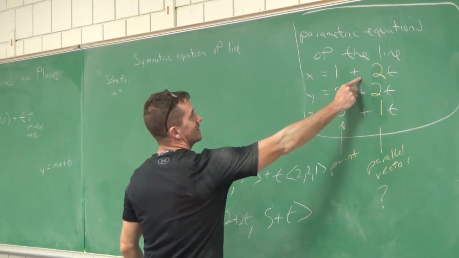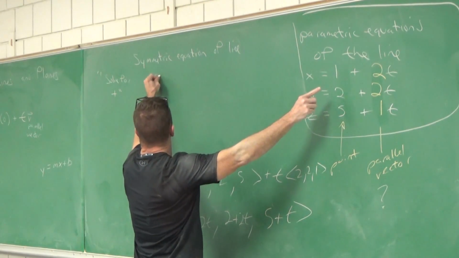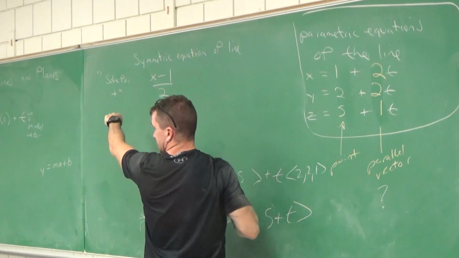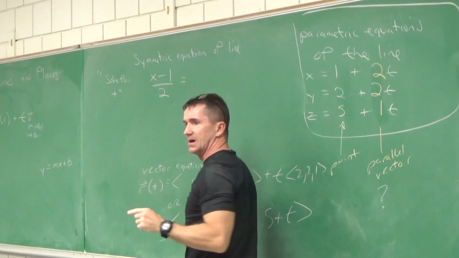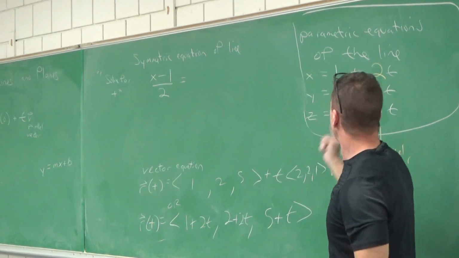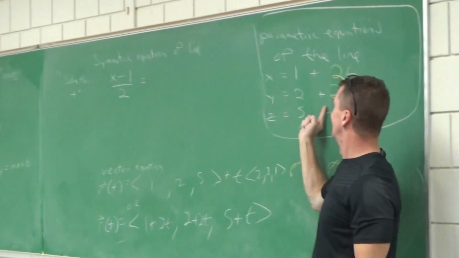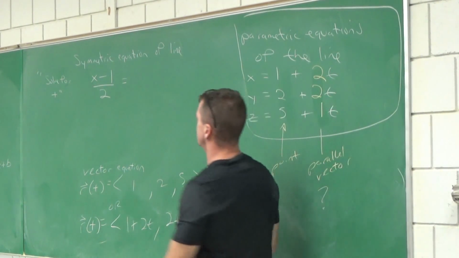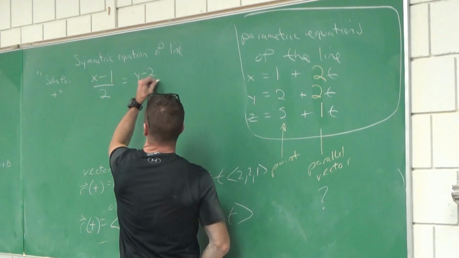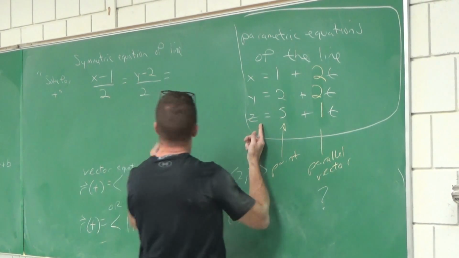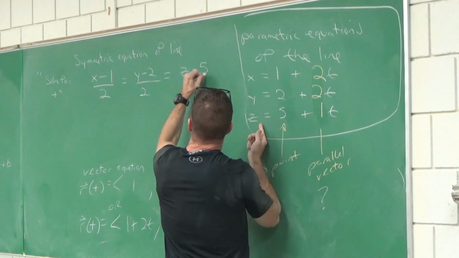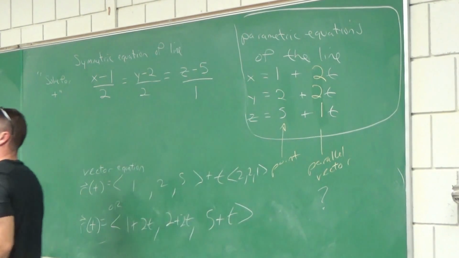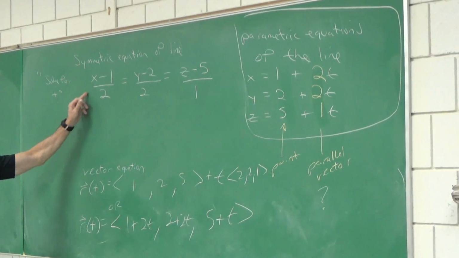All right, what's t equal to here? X, subtract the 1, then divide by what? That equals 2, right? Put an equal sign. What's t equal to here? Y minus 2 over 2. Lastly, Z minus 5 over 1. You don't put the 1 there. There it is. Symmetric equation of the line.